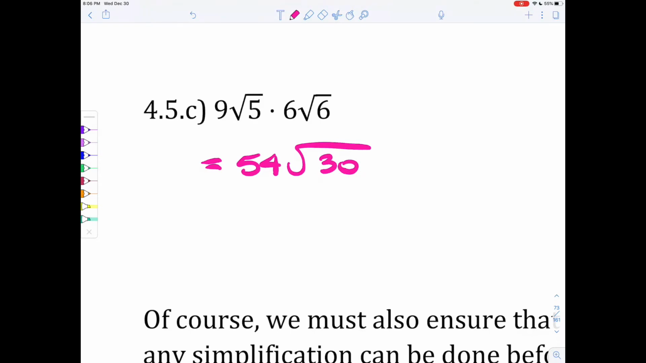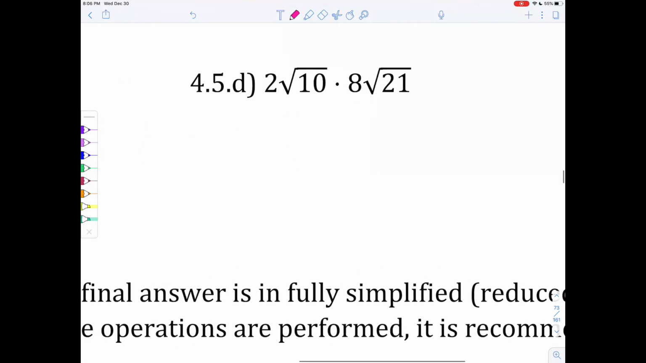And the last one, look at me blaze a trail. 2 times 8 is 16. And we've got the root of something. That's 10 times 21 for 210.